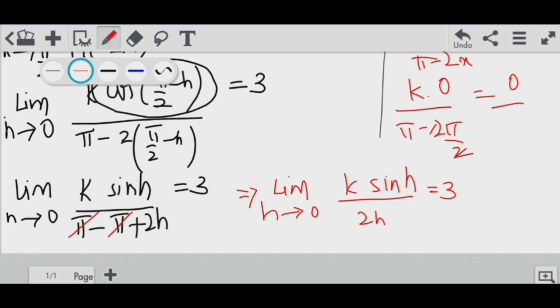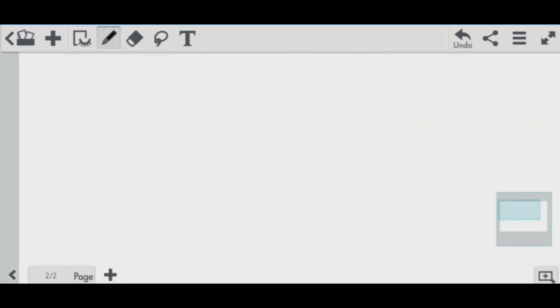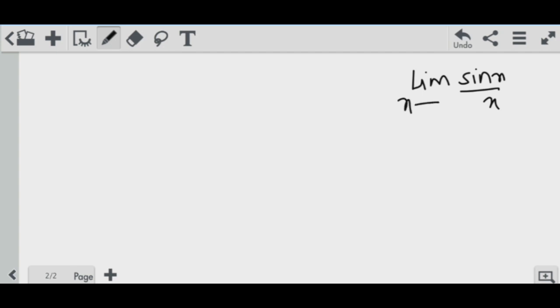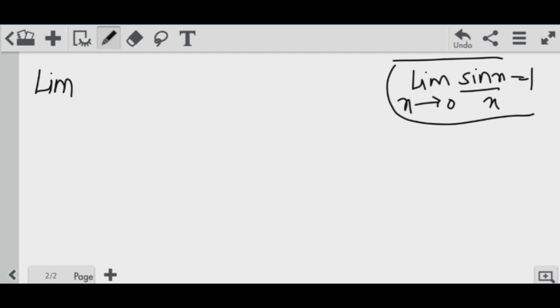Here we make use of the result that limit of sin x by x as x tends to 0 is equal to 1. So we use this result in limit of k sin h divided by 2h as h tends to 0 is equal to 3.